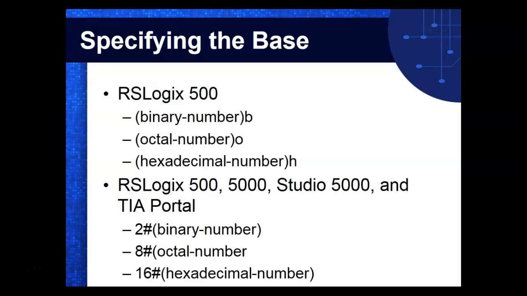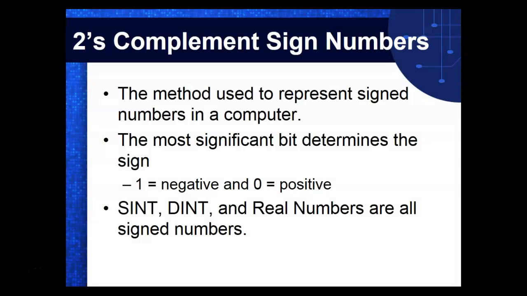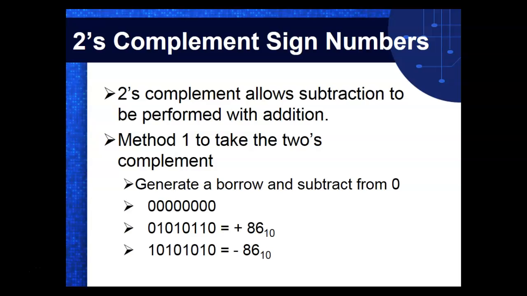So, 2's complement. Two's complement is the method used to represent signed numbers in all computers, even your calculators. The most significant bit determines the sign. So a 1 means it's negative and a 0 means it's positive. And of course I left off the sign in our real numbers, and real numbers use this system. So 2's complement allows subtraction to be performed with addition.